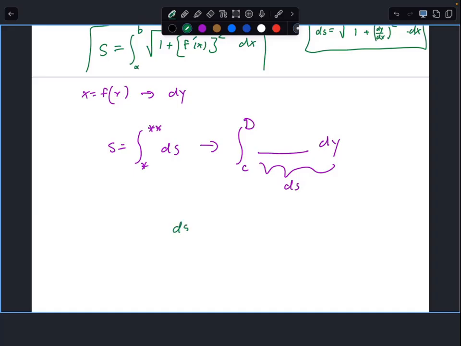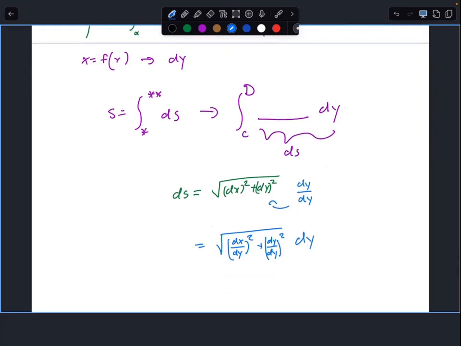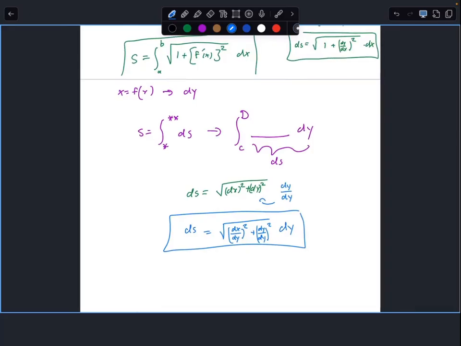So once again, ds is the square root of dx squared plus dy squared, and I'm multiplying by dy over dy. The same thing happens with that one, and I get the square root of dx over dy squared plus dy over dy squared, times dy. And so ds, when I turn it into dy, becomes this. My star and star star now become the limits with respect to y versus the limits with respect to x. And so s is equal to the integral from c to d of the square root of 1 plus f prime of y squared dy.